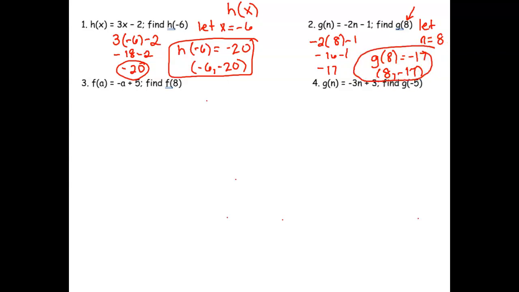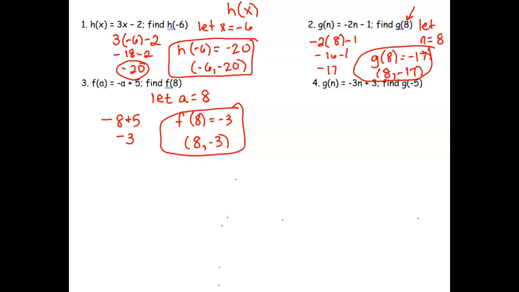All right, so why don't you pause the video here and try the next two. When you start back up, I will show you the answer. So we're going to let a be equal to 8 in this example. So f of 8, so -8 plus 5 is -3. Sorry, because our function is f. So f of 8 is going to be equal to -3. Again, we can write that as an input of 8 gives us an output of -3.